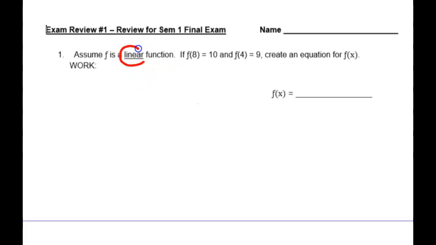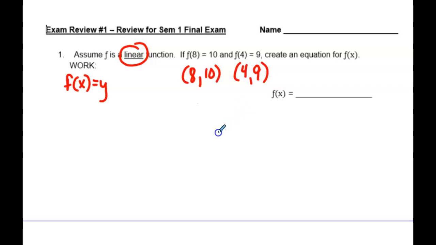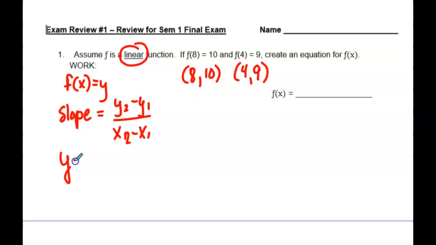This says we have a linear function or a line, and remember it means f of x equals y. So when we put in an 8, we get out a 10. And when we put in a 4, we get out a 9. We learned to do these by hand by finding the slope, which is the difference in y's over the difference in x's. And then we used point slope form.